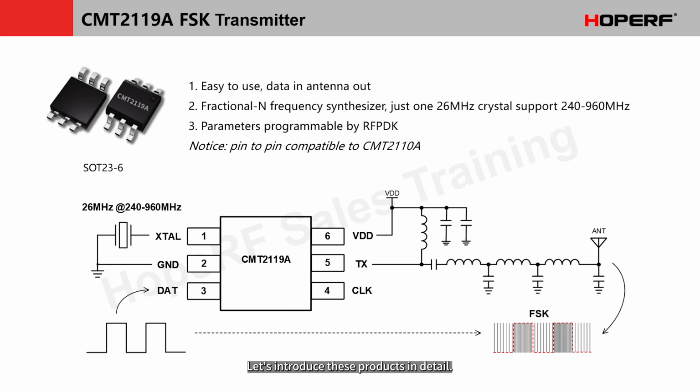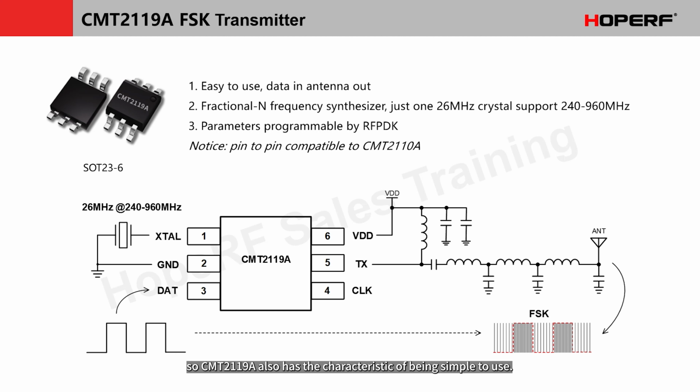Let's introduce these products in detail. First, let's talk about the CMT2119A FSK single transmitter. We have previously mentioned the OOK single transmitter, which mentioned CMT2110A. It is clear that CMT2119A and CMT2110A are related. These 2 chips are pin-compatible products of different specifications. CMT2110A is positioned as a low-end product, only supports OOK modulation, while CMT2119A is positioned as a high-end product, supports both FSK and OOK modulation.